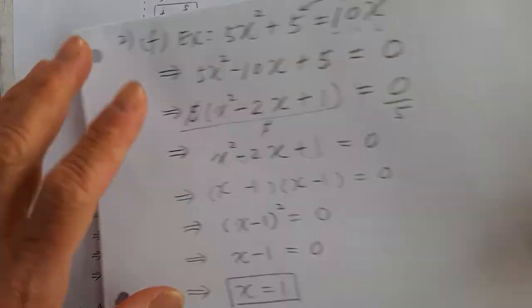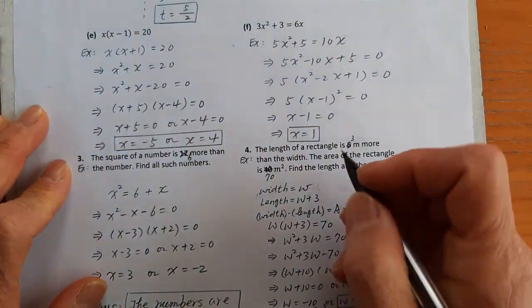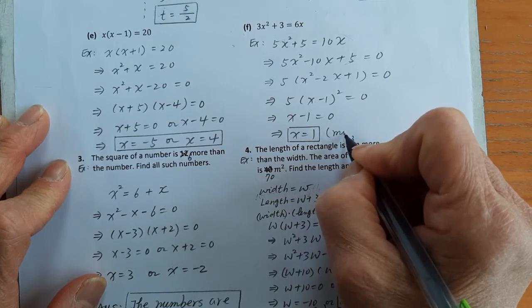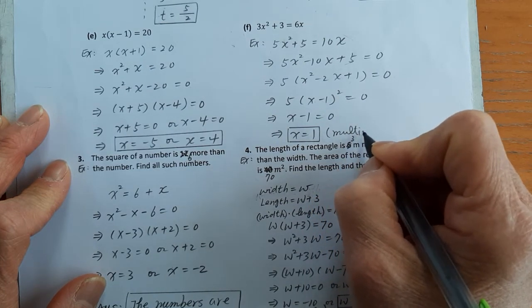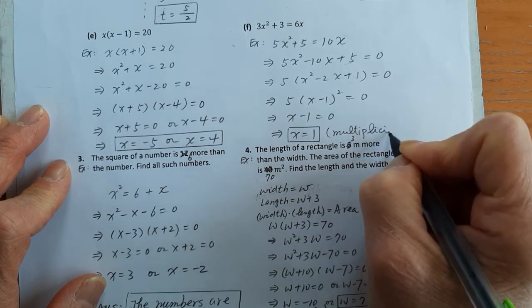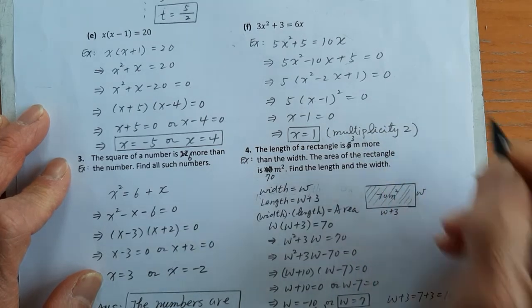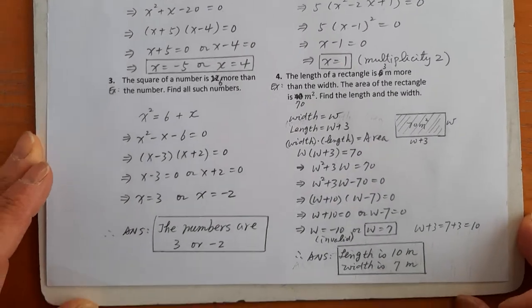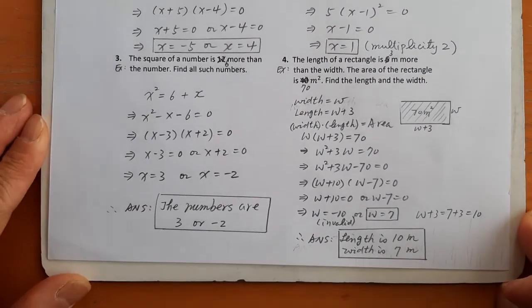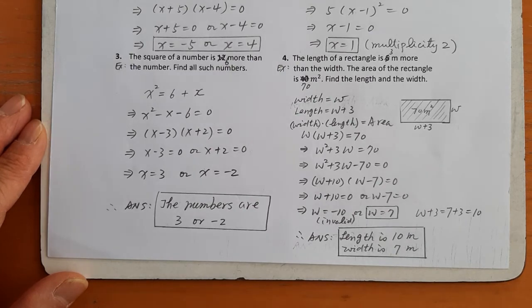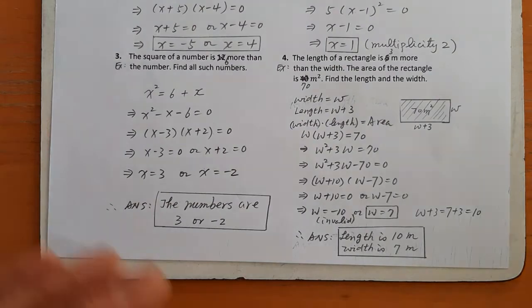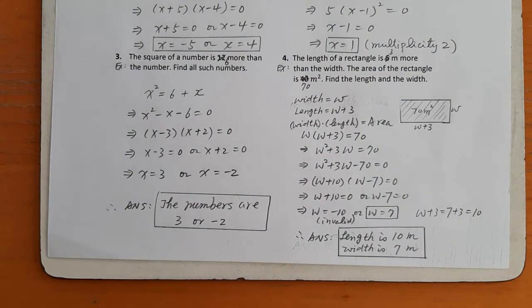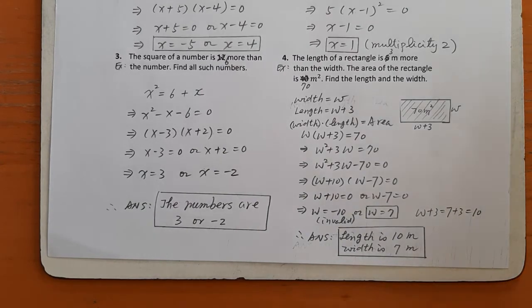We call that multiplicity. Multiplicity 2 means the same number, repeated. Then question 3 is a word problem. For a word problem, we first have to set up the quadratic equation, and then we find the solutions.